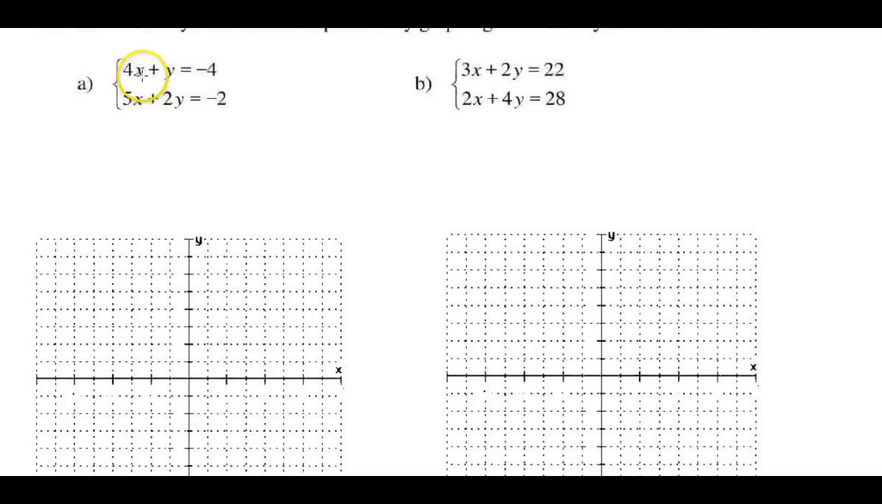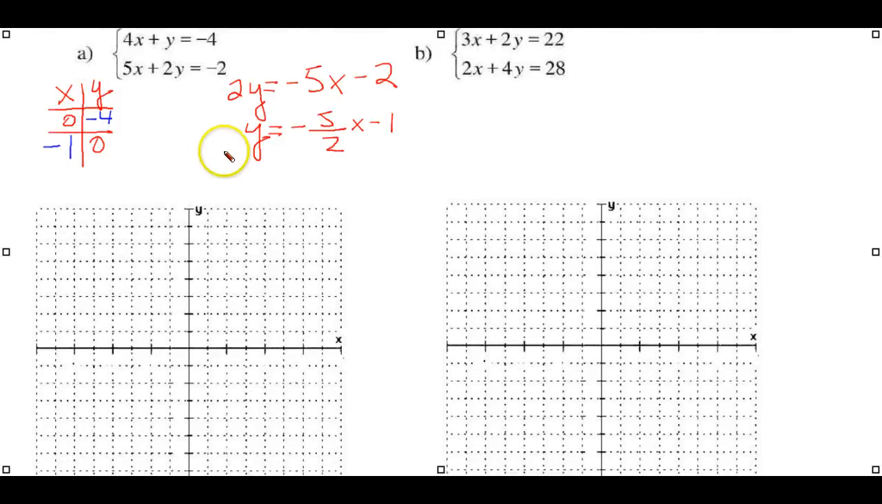So I think in letter A, we might use the x and y intercept t-chart. And for the second equation, since we're going to end up with fractions, I think we could solve that by slope-intercept. So let's try that and see what comes out. So this is what I have for letter A. I use the x and y intercept t-chart to get my intercepts, and then I solve the second equation for y, and I will use the slope-intercept method to graph.